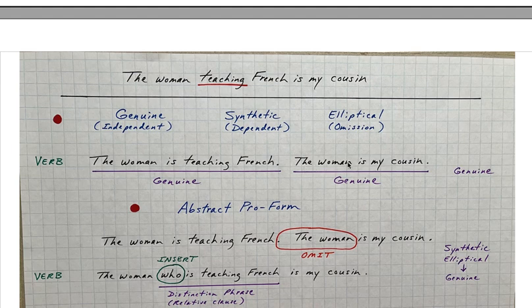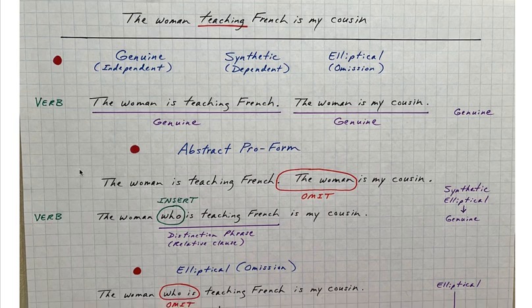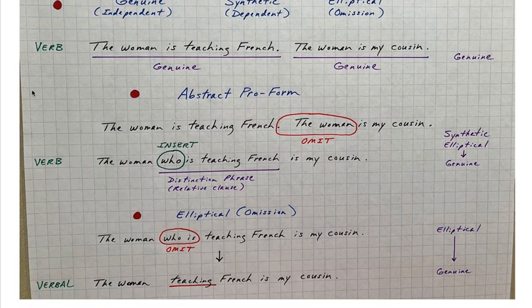Then you have another thought. The woman is my cousin. That's a genuine statement. That's a genuine clause. It can stand alone. So the thing is, what happens when we want to combine these two genuine clauses into a thought, into a sentence? Well, this is where my idea comes in. I don't know if I invented it, but I'm the only one I know who talks about it. I call it the abstract proform.